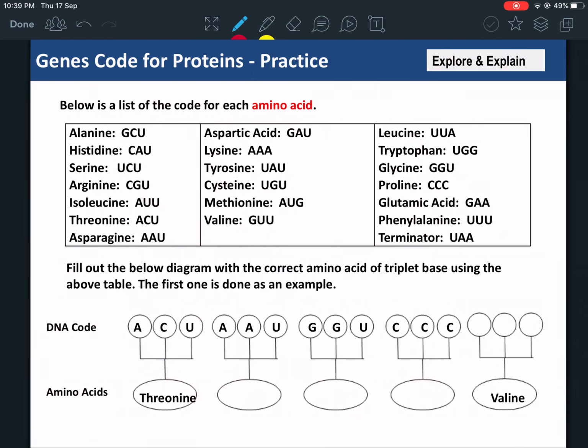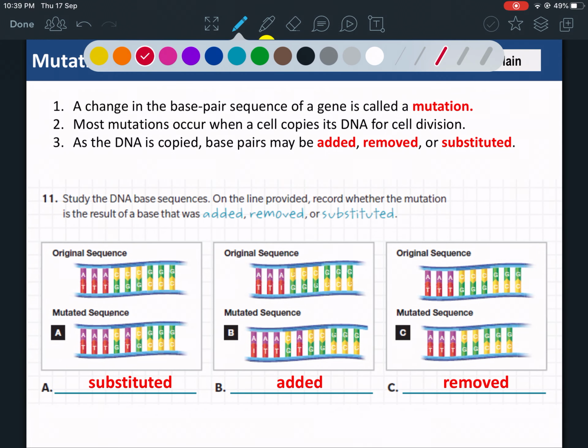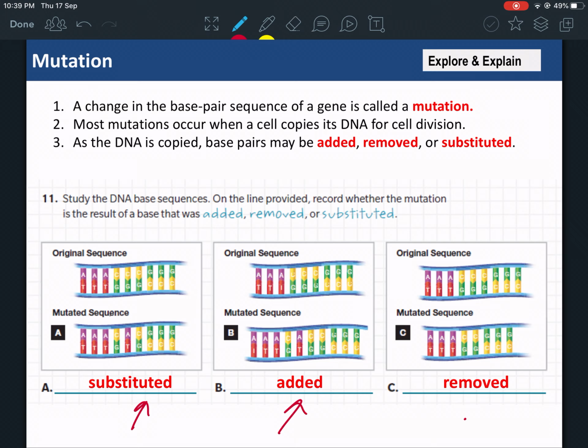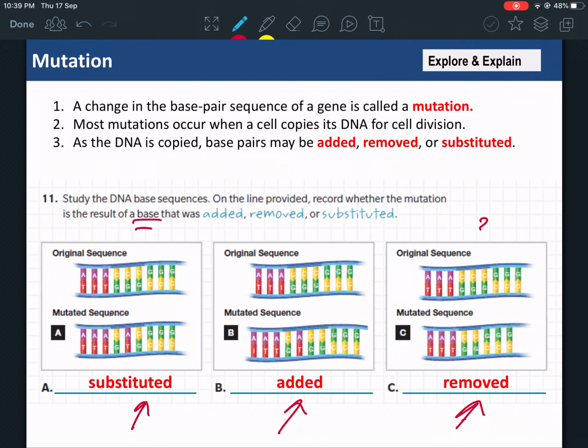Let's go back. So something happened. Either the gene was substituted, added, or there was removal in the base pairs. And that's why the lobster came out blue, because something happened at the genetic level when the lobster was born, when the cells were dividing. So we have another type, a third type that we didn't talk about, which is the removal.